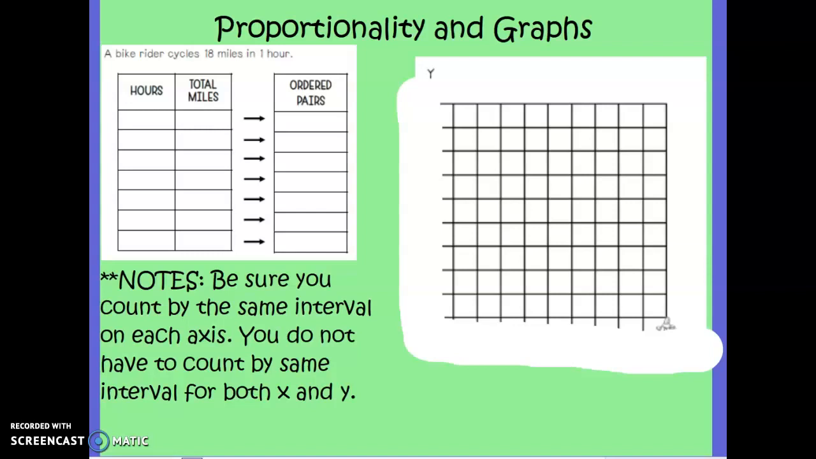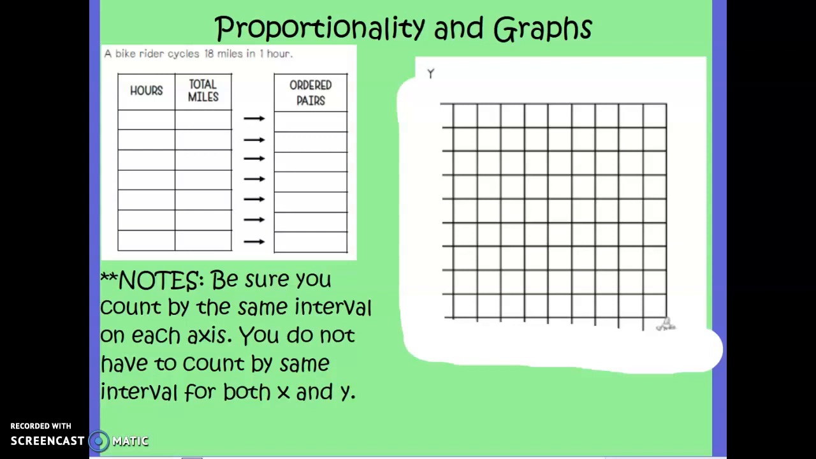Okay, so today we're going to start talking about proportionality and graphs. In order for us to work with graphs, we have to first make a table and then come up with ordered pairs. So here is our example that we're going to start with. It says a bike rider cycles 18 miles in 1 hour. So the first thing we're going to do using that information is fill in the table.